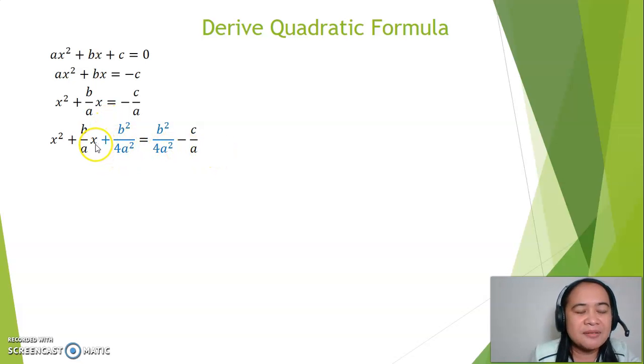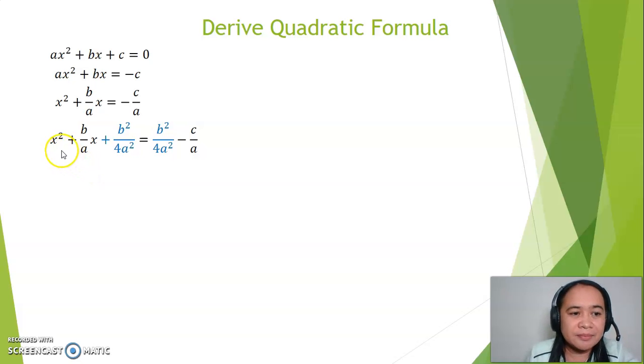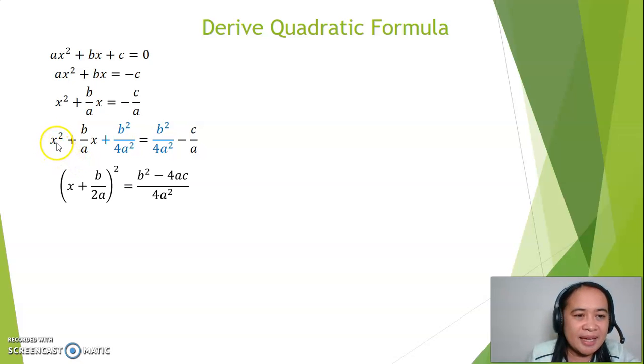Next step, rewrite this to binomial term. The square root of x squared is x, and the square root of b squared over 4a squared is b over 2a. Sign of the second term is positive, then square it. Now combine this one, you will get b squared. 4a squared divided by a is 4a. Times c, you will get negative 4ac.